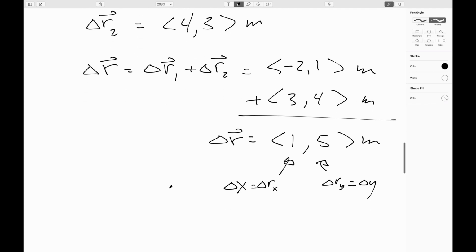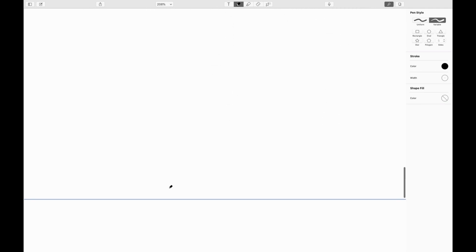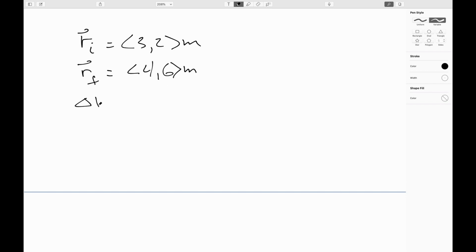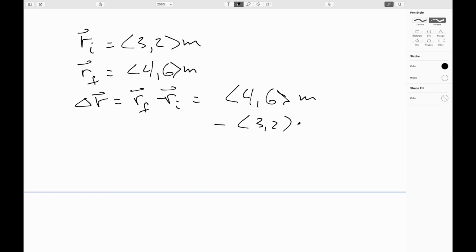So let's say you wanted to subtract. Let's say we want to find a displacement. Well, maybe you worked out that the initial position of something was located at 3, 2 meters. And the final position was at 4, 6 meters. Delta r, the change in position, would be r final minus r initial. And it's the same deal. You just subtract slot-wise. So you'll say 4, 6 meters minus 3, 2 meters gives me 1, 4 meters.